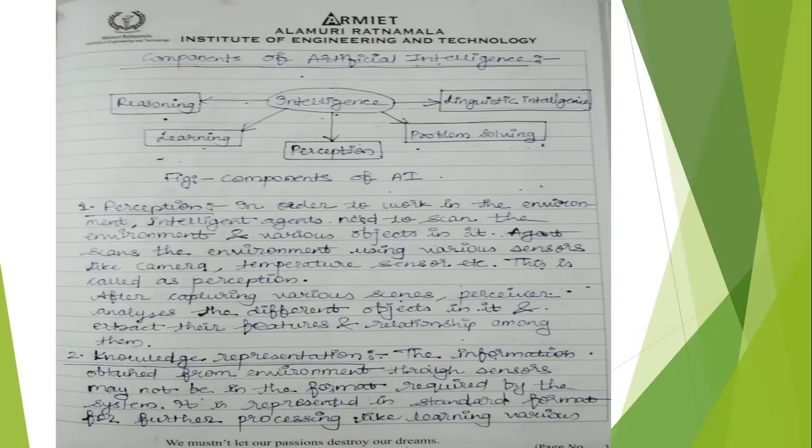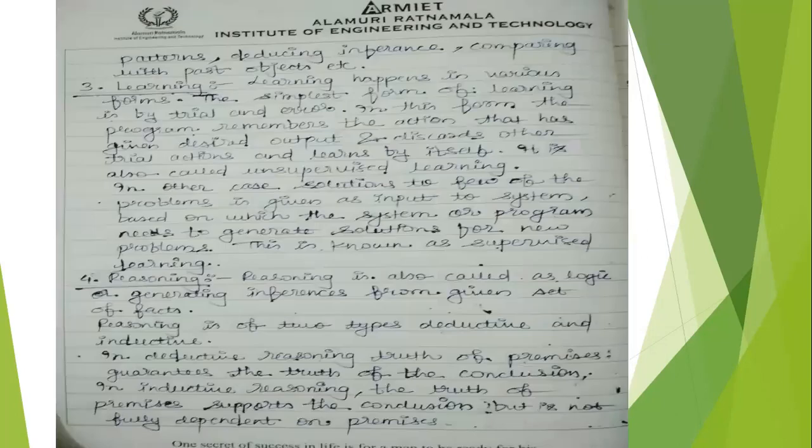It is represented in a standard format for further processing, like learning various patterns, deducing inference, and comparing with past objects. So first we have to put the raw data into a format by scanning various patterns, deducing inference and comparing with past objects. All these things, comparing with past objects and formatting of data, are done in knowledge representation.